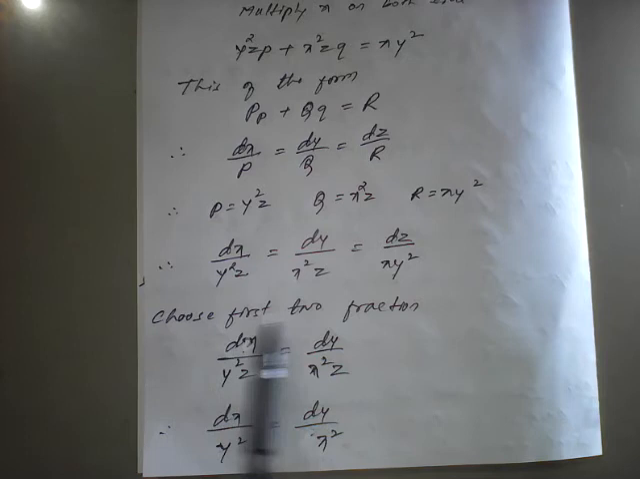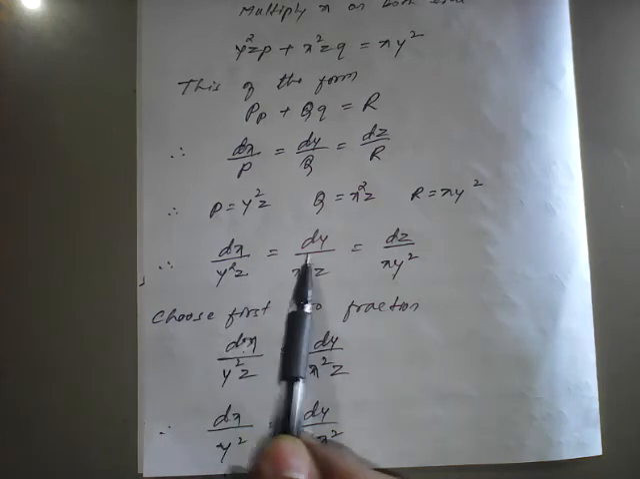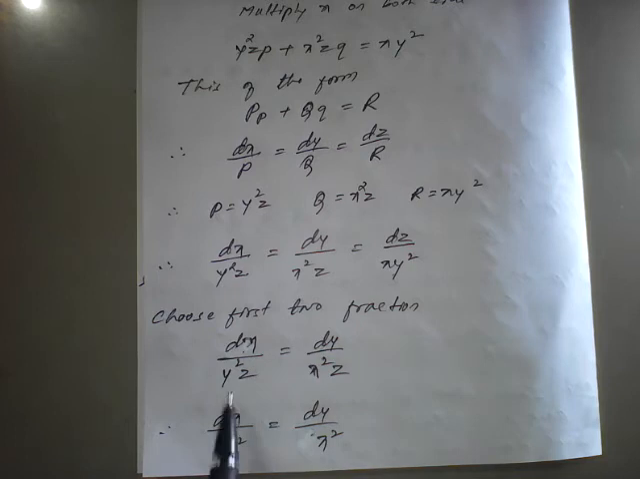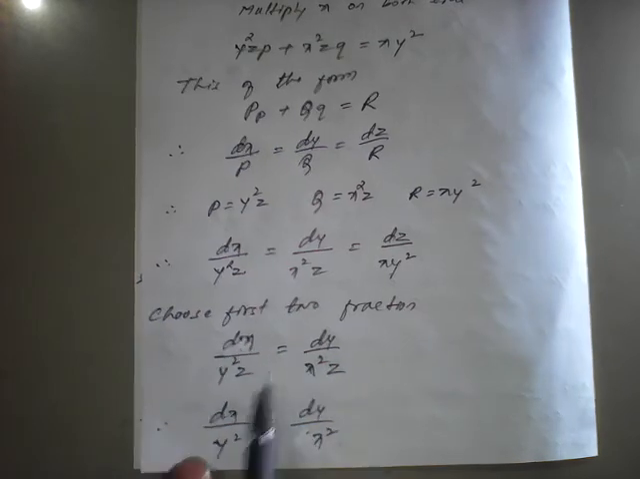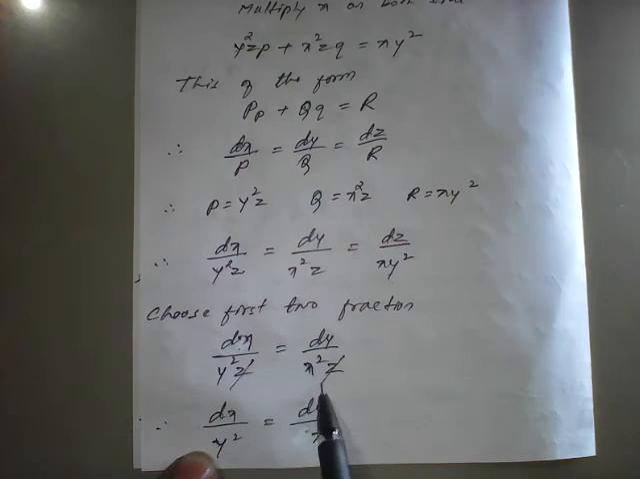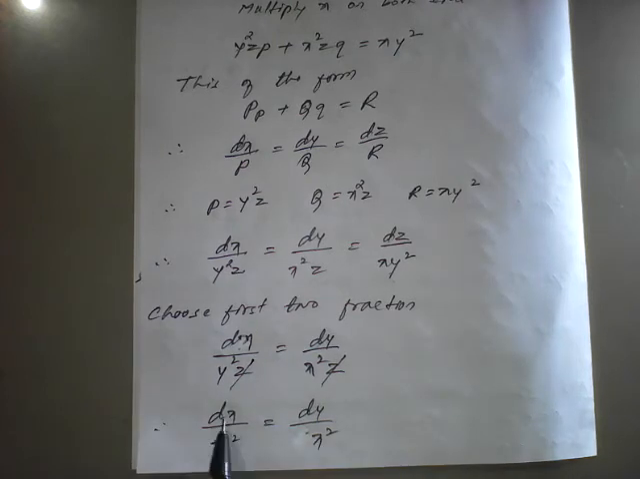Now next we have to choose pairs here: first pair, second pair, third pair. I am choosing the first two pairs here. So I have taken dx upon y square z is equal to dy upon x square z. After choosing, you can see this z will cancel with this z. So what is left is dx upon y square is equal to dy upon x square.